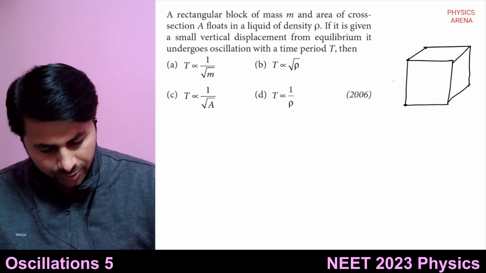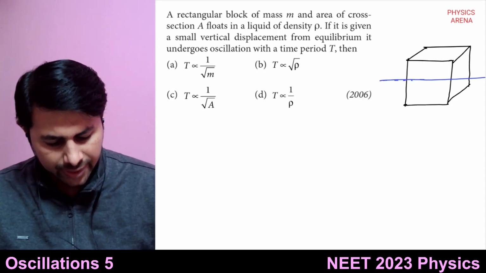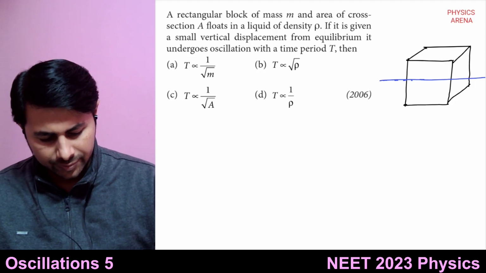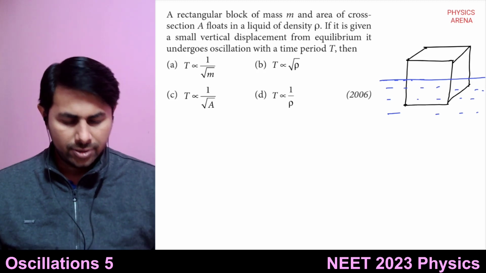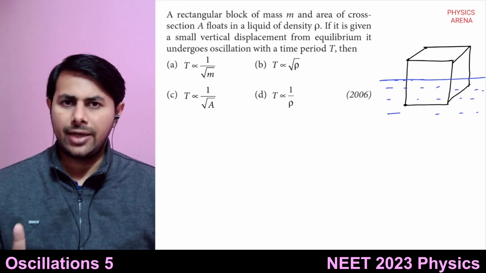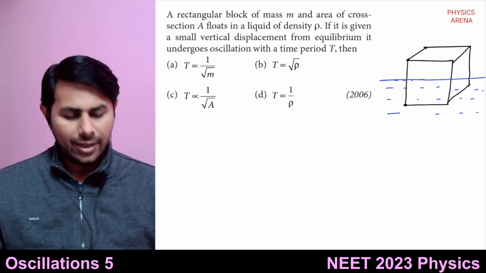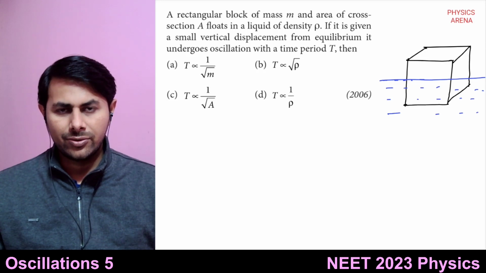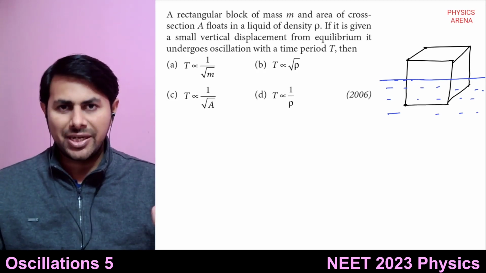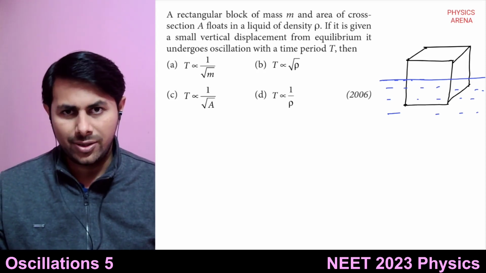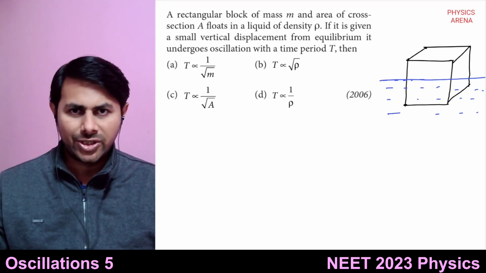Okay, so suppose this much length gets immersed in liquid. There is always an upward force acting on it due to the liquid, because of which it floats. And how much is that upward force? It is equal to the weight of the volume of the liquid which gets displaced because of this block. This is Archimedes' principle, Archimedes' law of buoyancy.